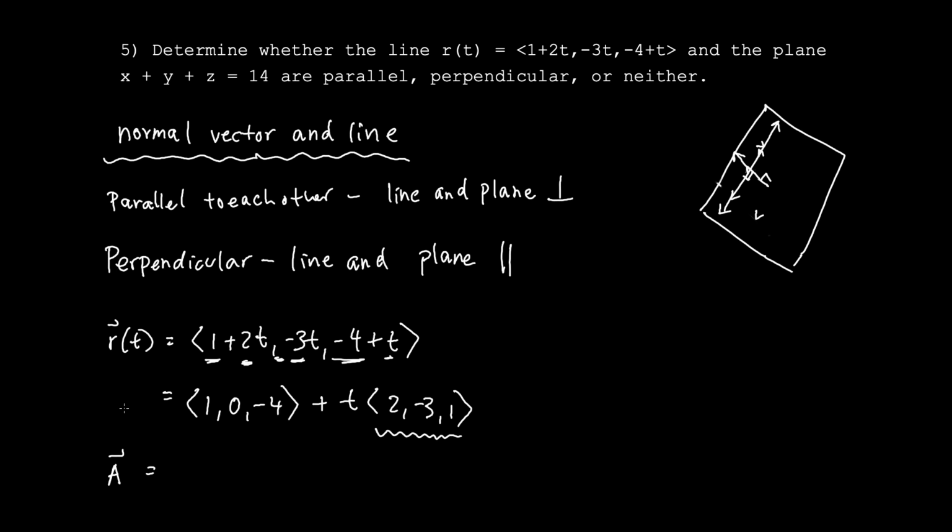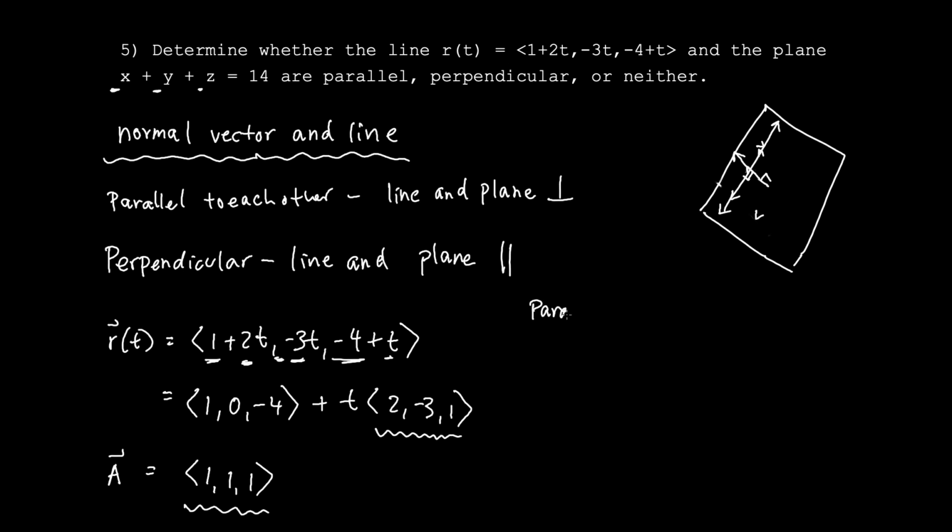Now let's find the normal vector, and I'll call it vector A. Looking at this plane, the normal vector is composed of the coefficients of each variable. So 1, 1, 1. And that is the normal vector to the plane. Now let's test if these vectors are parallel, perpendicular, or neither to each other.